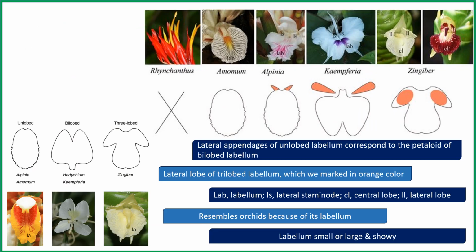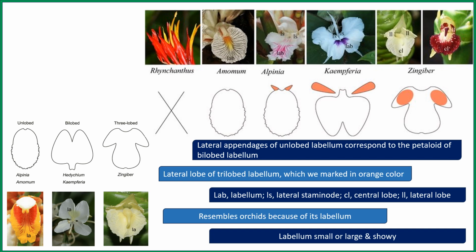So in this family, like I had said, the labellum is very unique and resembles the family Orchidaceae. The labellum can be unlobed, unilobed, bilobed, or trilobed. The lateral lobe of the trilobed labellum is marked with the orange color here.